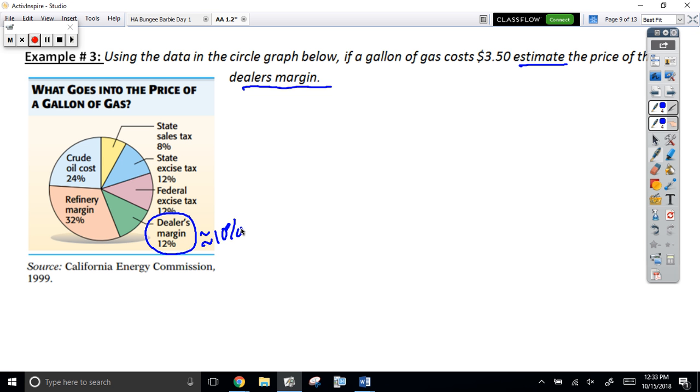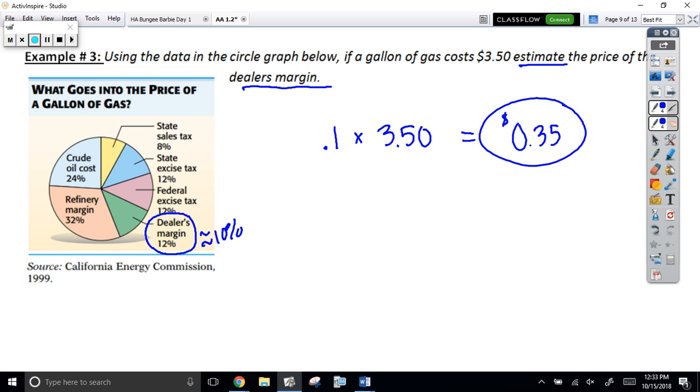And then how do we find 10% of 350? Whenever you work with percents, what do you have to do first before you multiply? Change it to a decimal. So 10% will be 0.1 as a decimal, and then we'll multiply that by 350. And so all you're going to do is make this number 1 unit smaller, moving the decimal to the left, so that'll make it 35 cents. So 35 cents of the 350 is going to the dealer's margin that they earn. This is a little bit old data, 1999.